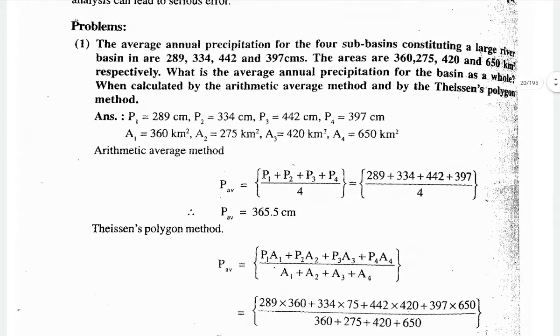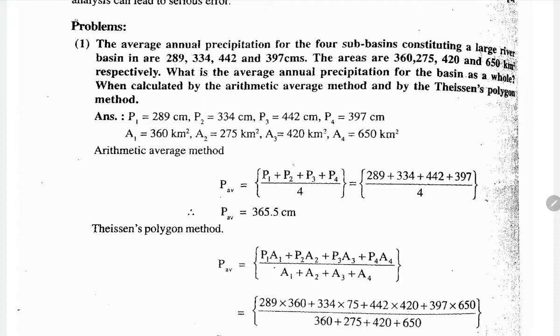Okay, here we have a problem. The average annual precipitation for 4 sub-basins constituting a large river basin are 289, 334, 442 and 397. Okay, these are the precipitations, in centimeters. And the areas in kilometer square are 360, 275, 420 and 650. This is the total area.